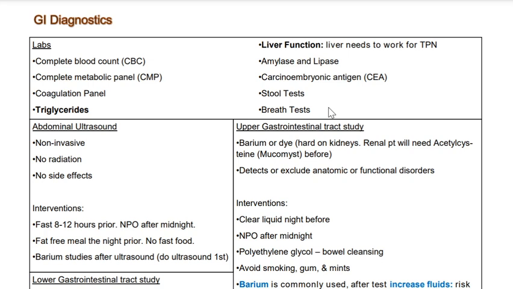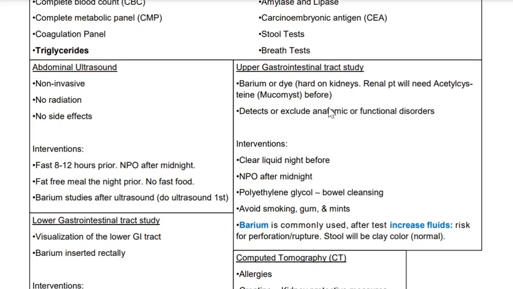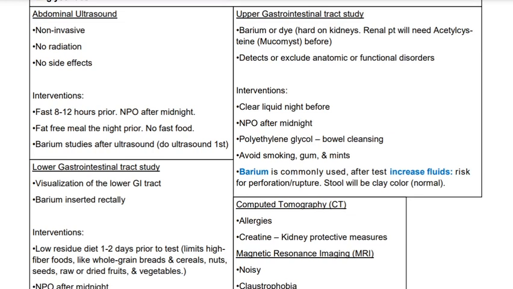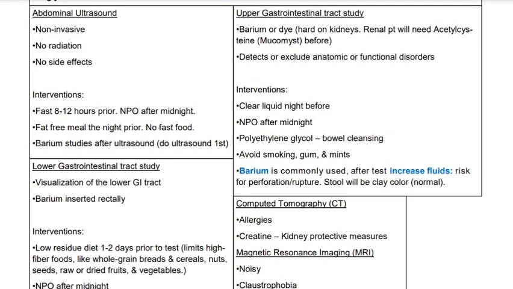As we go through the diseases, you're going to see some of these pop back up, so pay attention. Abdominal ultrasound is really non-invasive, with no radiation and no side effects. Sometimes if they suspect gallstones or something like that, they'll just say, hey, let's send them for an abdominal ultrasound. So if somebody is going for an ultrasound, remember, you're the nurse, you're going to educate them.